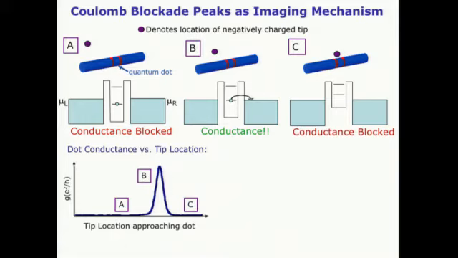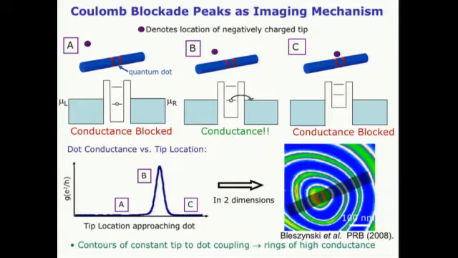And if you plot this in two dimensions, you see these rings of conductance peaks around the dot. These rings are centered around the dot, so looking at the center of these rings, you can find the position of the dot. And by measuring the distance between the rings, you can calculate the size of the dot. So from imaging, you can find the size and position of the dot using this technique.